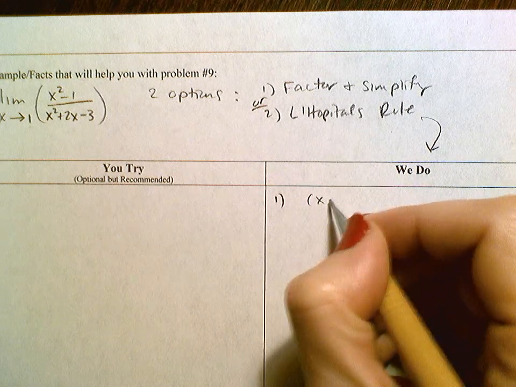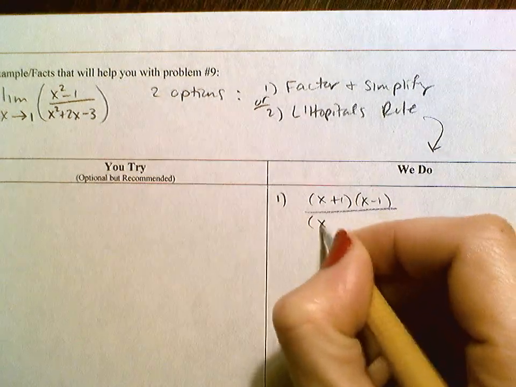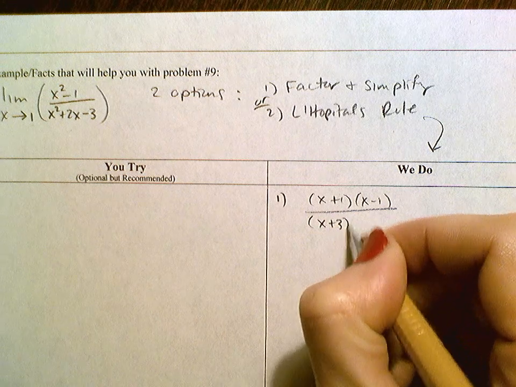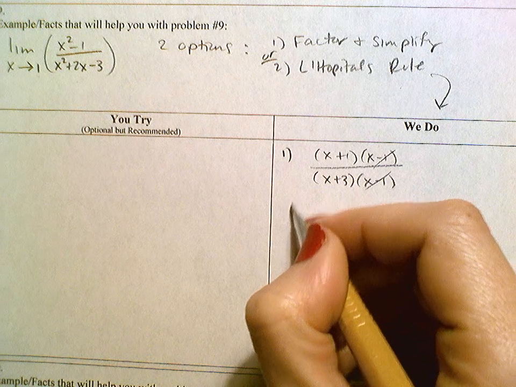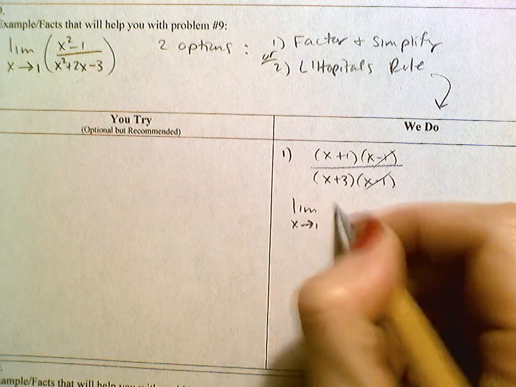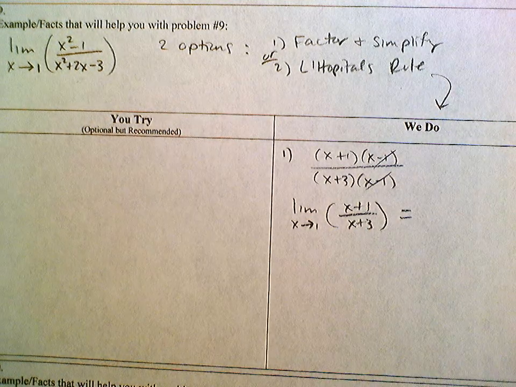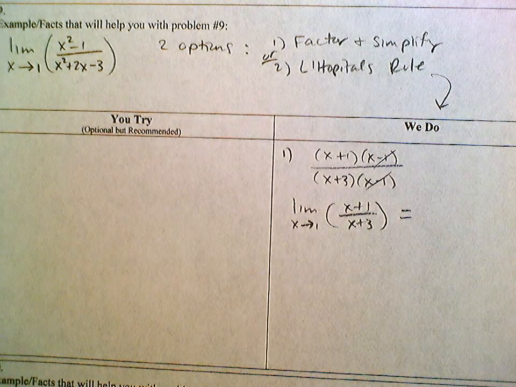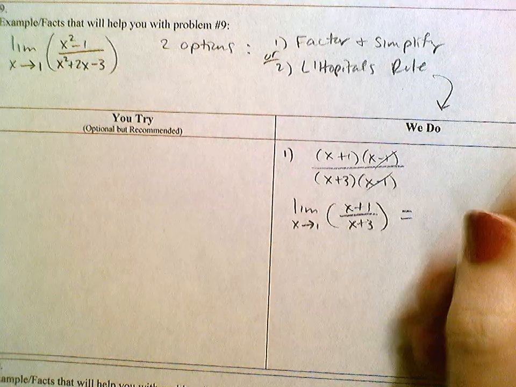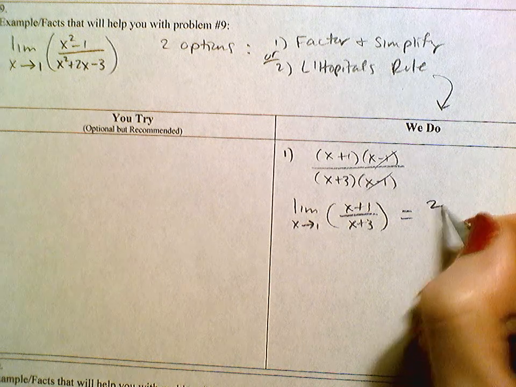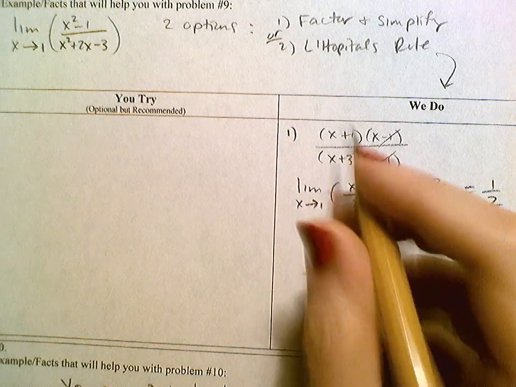The factor and simplify way goes like this. The top factors like that, and the bottom is x plus 3 times x minus 1. So those cancel. What we're really dealing with is the limit as x approaches 1 of x plus 1 over x plus 3. And then you direct substitute again. By the way, when you first try to direct substitute, you get 0 over 0, so that's why I can't do this. So there's the first way. It depends on what's faster for you.